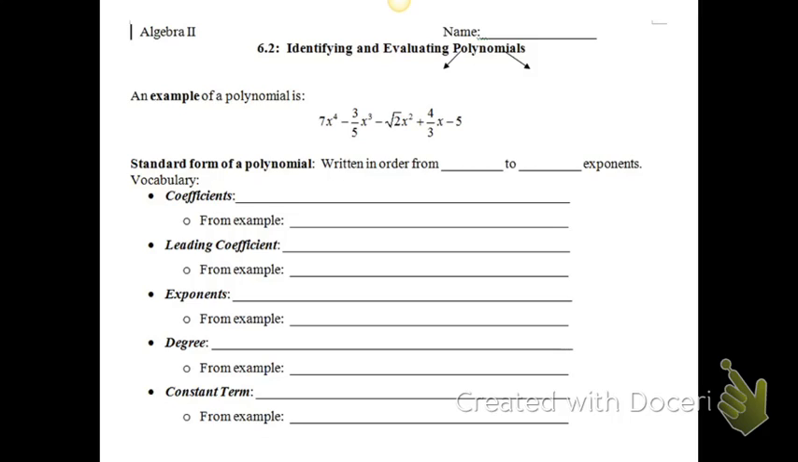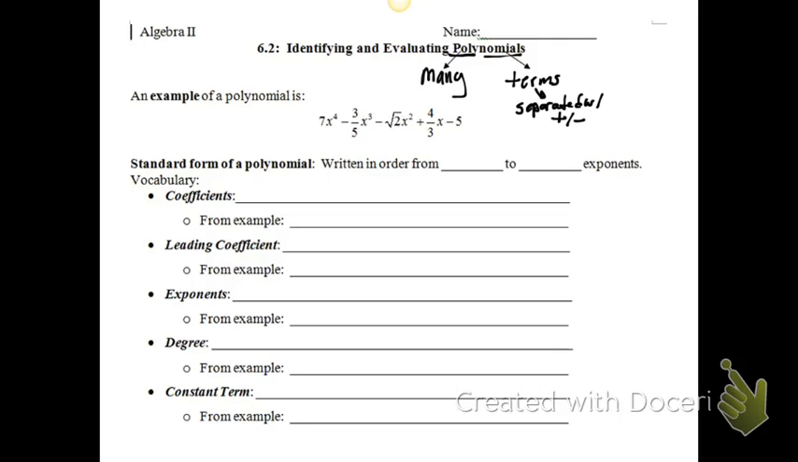Let's first break down the word polynomial. It's got two parts. The first part, poly, just means many. And the second part, nomial, literally just translates into terms. So we're looking at polynomial functions. We're looking at just these math expressions that have many terms. And by the way, terms are just math expressions that are separated with a plus or minus sign.